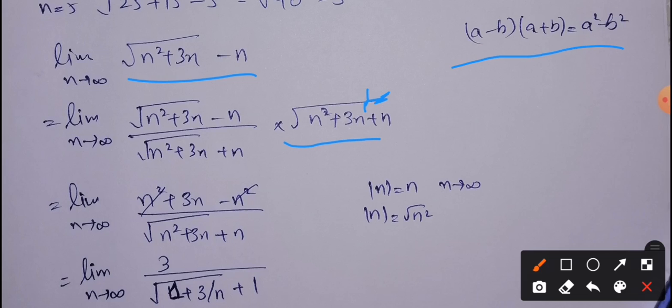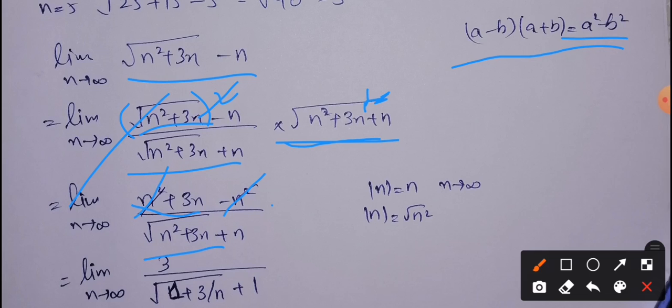So a minus b into a plus b is going to be a square minus b square, that is square root of n square plus 3n whole square, and this will be cancelled out, minus n square, and the denominator is as it is. Now this n square and this n square will be cancelled out, and we get 3n over square root of n square plus 3n plus n.